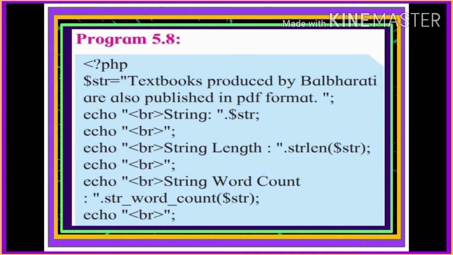In next line, write br by using echo keyword. In next line, to display reverse string, write echo space in double quote, use br tag, write reverse string colon, double quote complete, use dot, write strrev function, pass str variable semicolon. In next line, use br tag with the help of echo.